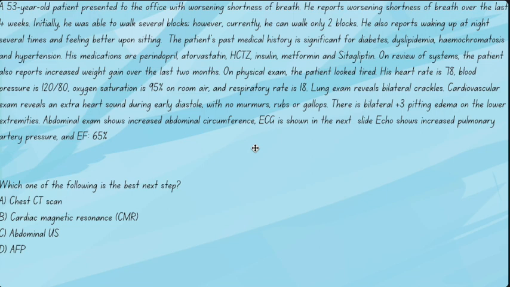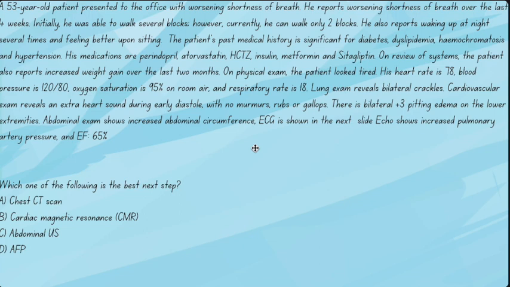A 53-year-old patient presents to the office with worsening shortness of breath. He reports worsening shortness of breath over the last 4 weeks. Initially, he was able to walk several blocks, however currently he can only walk 2 blocks. He also reports waking up at night several times and feeling better upon sitting. The patient's past medical history is significant for diabetes, dyslipidemia, hemochromatosis, and hypertension. His medications are perindopril, atorvastatin, hydrochlorothiazide, insulin, metformin, and sitagliptin.